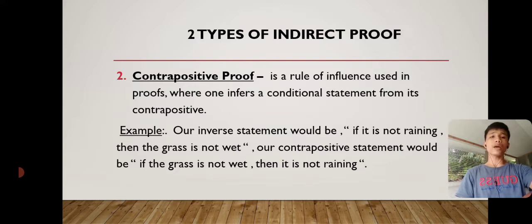For example, the inverse statement would be: if it is not raining, then the grass is not wet. Our contrapositive statement would be: if the grass is not wet, then it is not raining. This is an example of contrapositive proof.